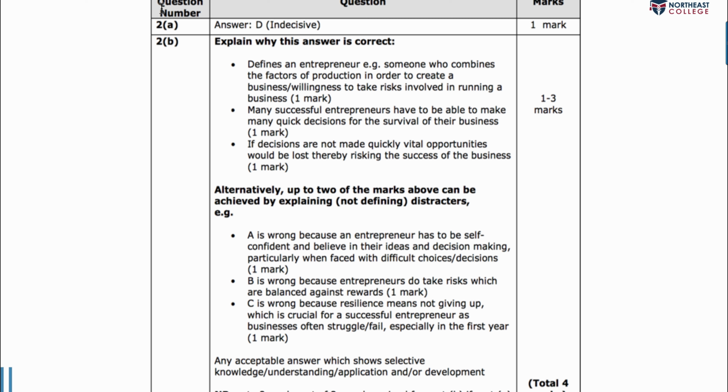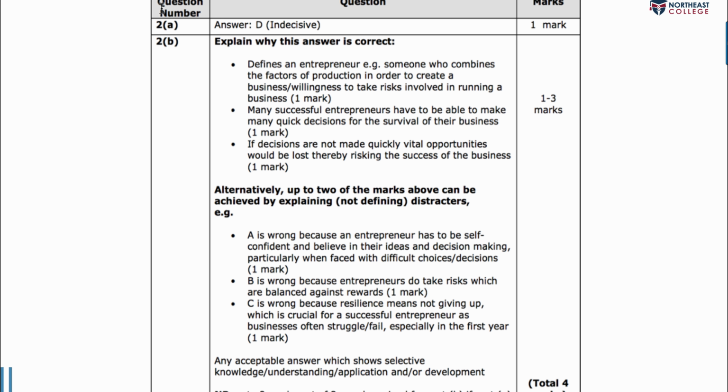Okay, so you are basically explaining the 3 alternatives, the 3 wrong options. Either you explain further what indecisive is, or you explain why the other 3 are wrong. So that will give you your remaining 3 marks. So 1 mark here, 3 marks here, or 3 marks here. All right, I hope that's clear enough.